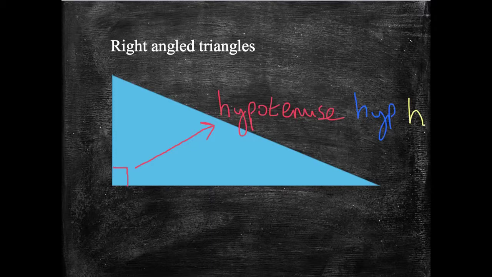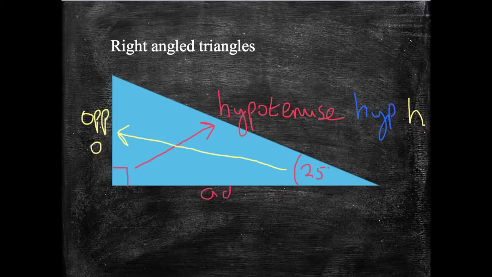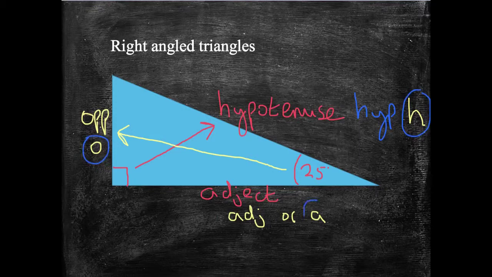Now the other two sides are called opposite and adjacent, and they're opposite or adjacent to the angle. So we need to know an angle. I'll put an angle down here, and on this one we'll just call it 25 degrees. Opposite this angle is on the opposite side, over here, and we'll call this the opposite, OPP, or just O. And the final side is adjacent to the angle. Adjacent means next to. So here we go, this is my adjacent, or we can just call it ADJ, or simply A. So we've got these three key letters, H, O, and A.